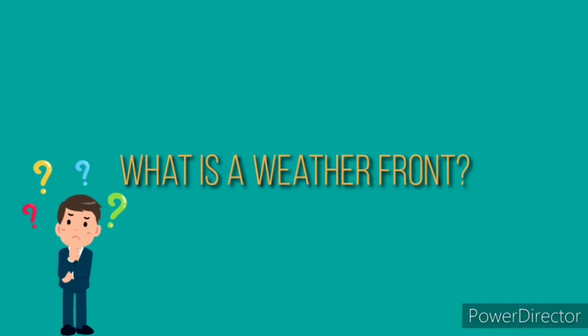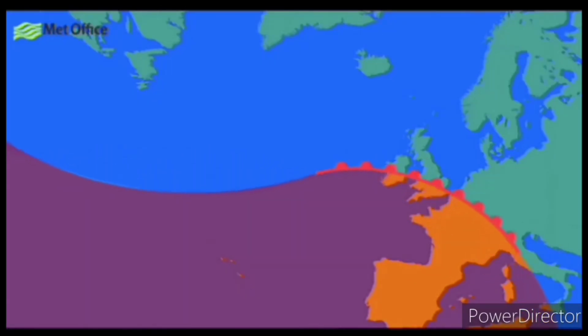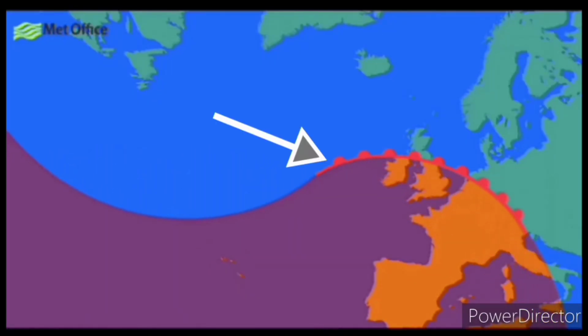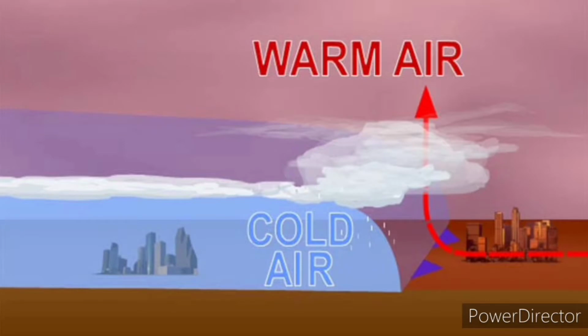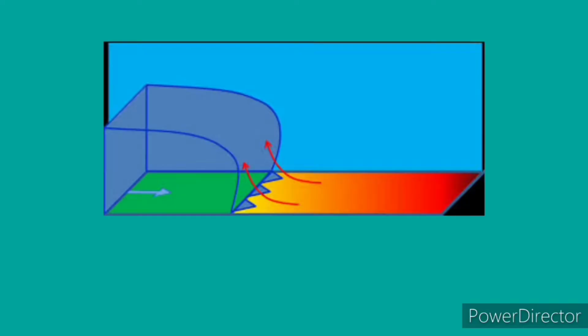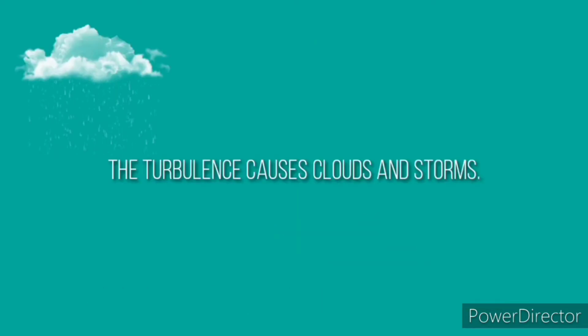What is a weather front? A weather front is a transition zone between two different air masses at the Earth's surface. Each air mass has a unique temperature and humidity. These two different bodies of air don't mix, that's why it creates fronts. Often, there is turbulence at a front, which is the borderline where two different air masses come together. The turbulence causes clouds and storms.